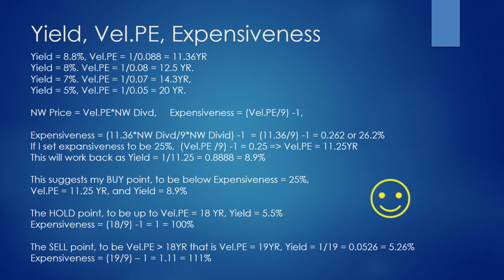Expensiveness equals 18 divided by 9 minus 1, equal to 1, which is 100%. The sell point is velocity PE greater than 18 years, that is, velocity PE equal to 19 years. Yield equals 1 over 19, equal to 0.052526, which is 5.26%. Expensiveness is 19 divided by 9 minus 1, equal to 1.11, which is 111%.